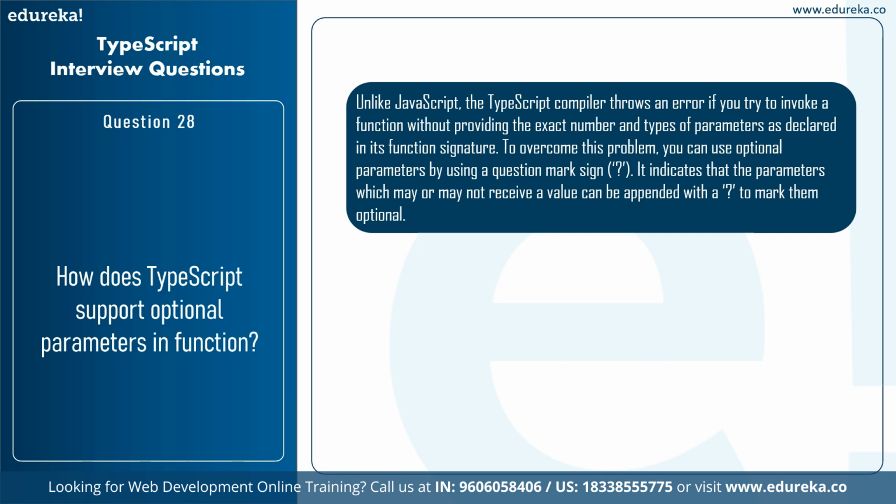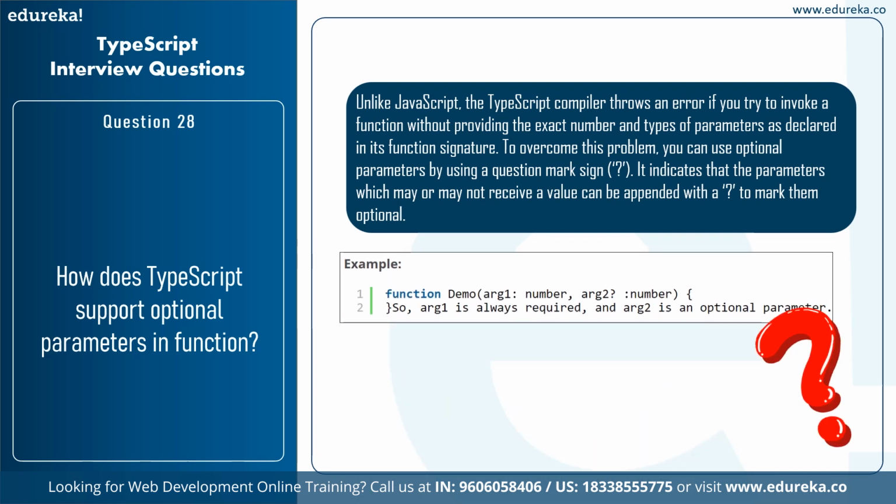To overcome this problem, you can also use optional parameters by using a question mark sign. It indicates that the parameters which may or may not receive a value can be appended with a question mark to mark them optional. So here is an example where we have the function demo and argument 1 and argument 2. Now here in this example, argument 1 is always required and argument 2 is an optional parameter. Because we have used the question mark with argument 2, it is an optional parameter, but there's no question mark with argument 1. This means it is always required.